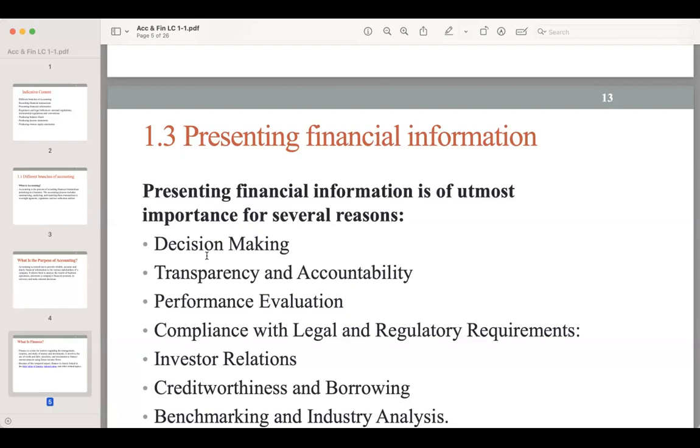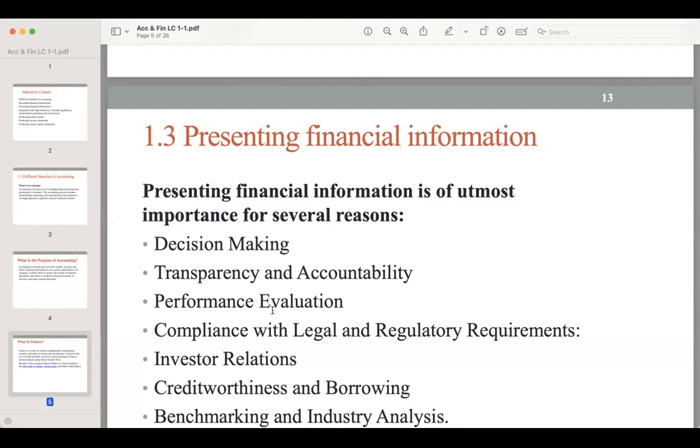It promotes transparency and accountability within the organization. It allows stakeholders to see how the company is managing its resources and whether it is meeting its financial obligations. Next one is performance evaluation. Financial information helps evaluate the performance of a company over a specific period. It enables comparisons between different periods, identifies trends, and highlights areas that need improvement.